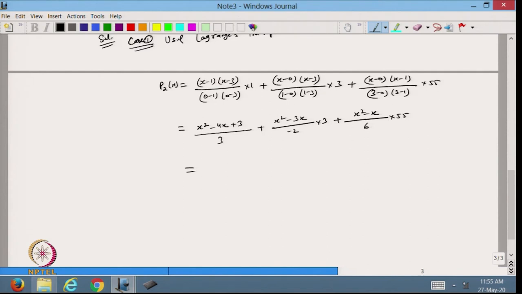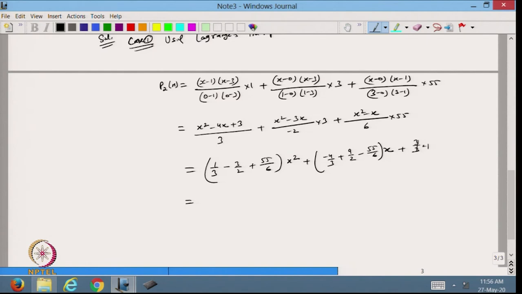now based on this one, I will collect all the terms corresponding to x square. So, this expression I can write as 1 by 3 minus 3 by 2 plus 55 by 6 x square. Then I can add all the terms corresponding to x also. So, plus minus 4 by 3 plus 9 by 2 and here minus 55 by 6 into x plus the constant terms. So, it is 3 by 3, no constant term here, no constant term here. So, it is 1.